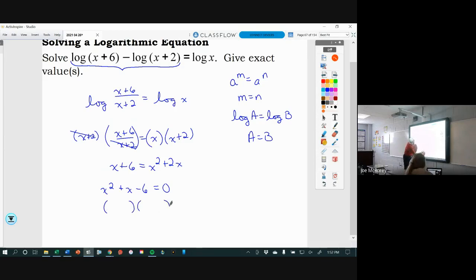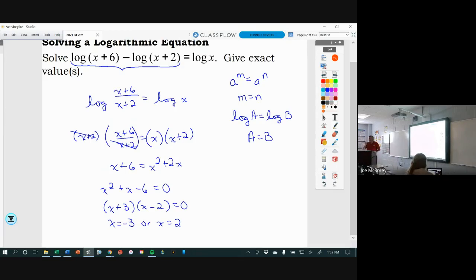2 and 3. Negative 2 and 3. Oh yeah. So x plus 3, x minus 2 equals 0. So x equals negative 3 or x equals 2, right? Okay. One of these doesn't work.